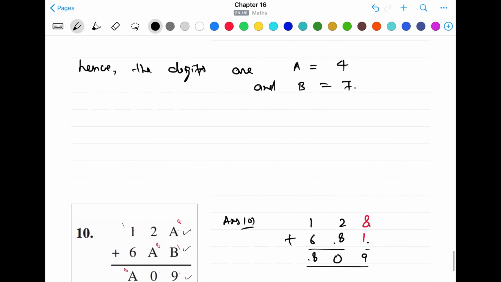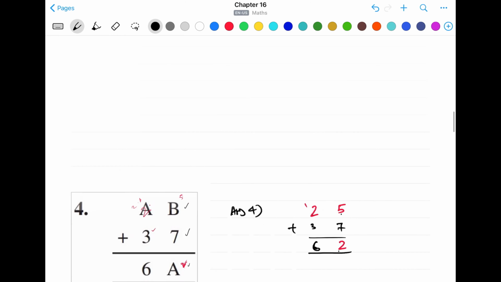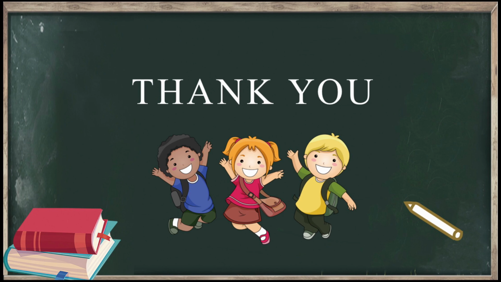With this, we have completed all the 10 questions of this exercise 16.1. Okay, I hope you've understood all these questions. So now you have to practice all this multiple times so that you understand them better. Okay, so that's all for now.